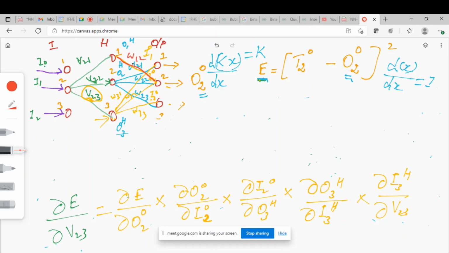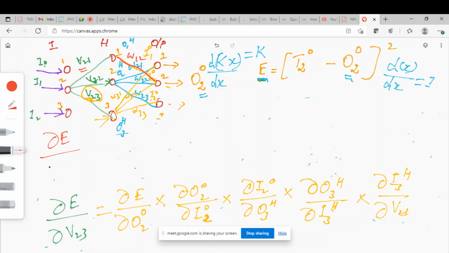So this is connected with other neurons also, but we are not bothered about that. We are now interested in this weight. If I change this weight, then what will be the change in the error? So we have to take this path. I'm highlighting this. What will be the change in error when I change the weight?